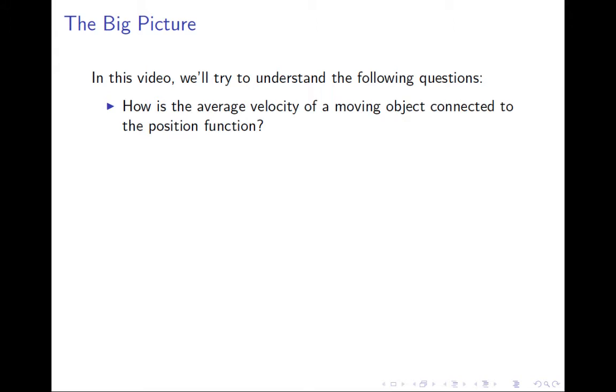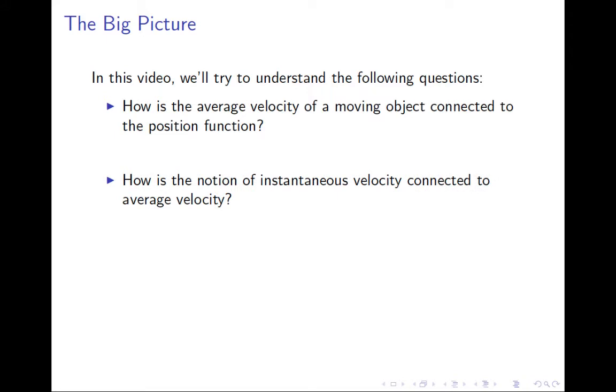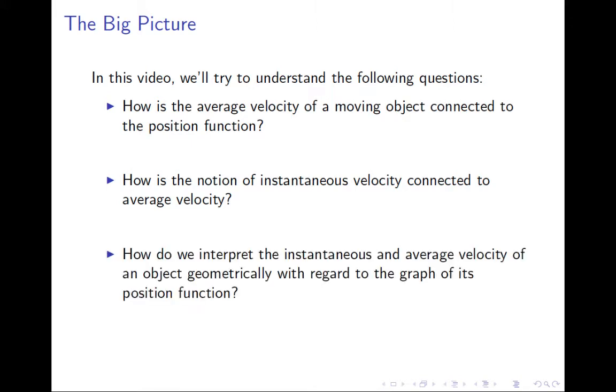So one question is, how does the average velocity of a moving object connect to its position function, the function that tells us how far the object has traveled at a particular point in time? Another question is, how does the notion of instantaneous velocity connect to the notion of average velocity? And finally, how do we interpret instantaneous and average velocity geometrically with regards to the graph of the position function?